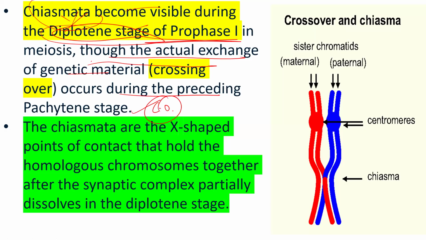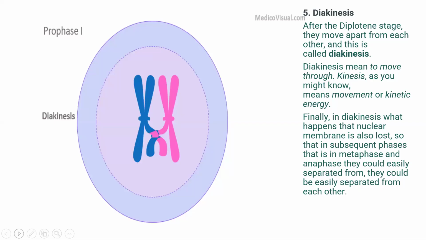Crossing over happens in the Pachytene stage, and then the synaptonemal complex starts separating, vanishing and getting lost in the Diplotene stage, because the attraction between the both the couples is reduced. So this is the reason it is separated but remains attached at the chiasmata. Chiasmata are X-shaped structures. Look at the image. They are the points of contact that hold the homologous chromosomes together after the synaptonemal complex partially dissolves in the diplotene stage.